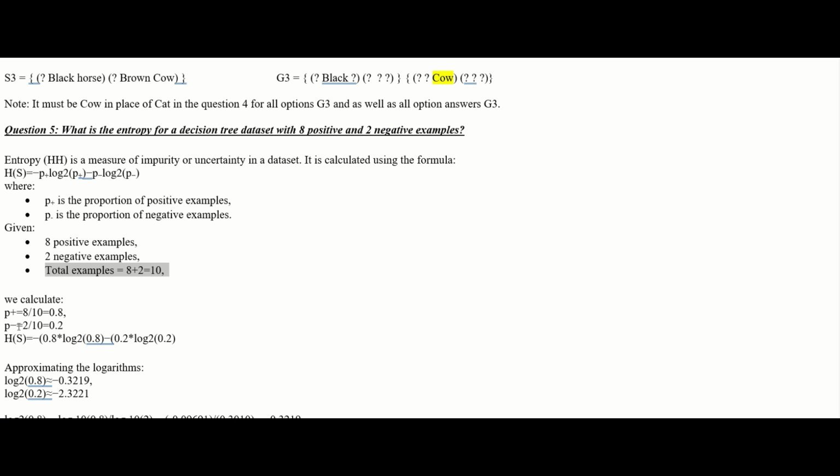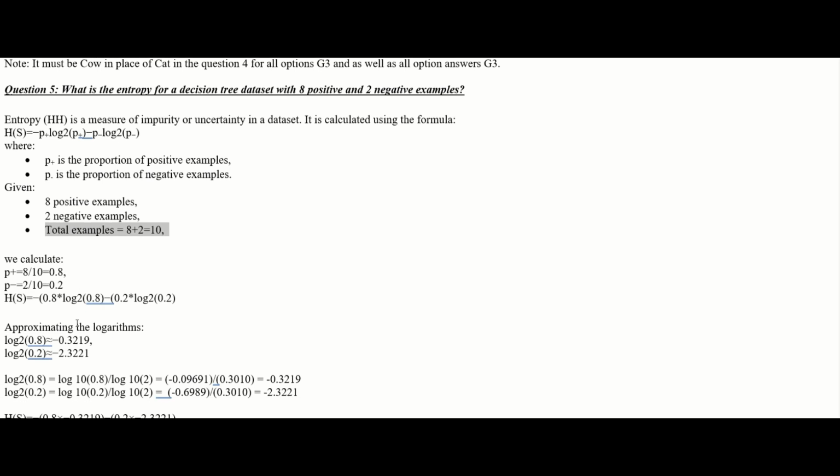So H(S) is equal to minus 0.8 log base 2 of 0.8 minus 0.2 log base 2 of 0.2. Approximately, log base 2 of 0.8 is minus 0.3219, and log base 2 of 0.2 is minus 2.3219. So that is the calculation. In a simple case, you can calculate log base 2 of 0.8 as log base 10 of 0.8 divided by log base 10 of 2.